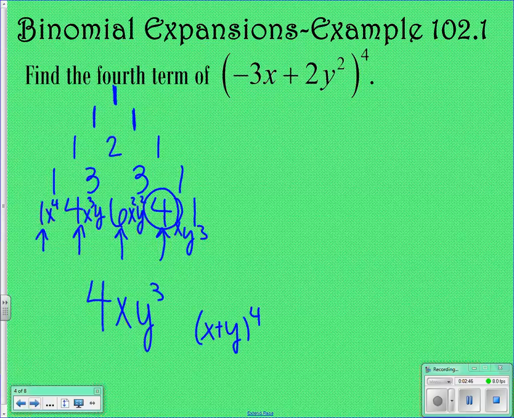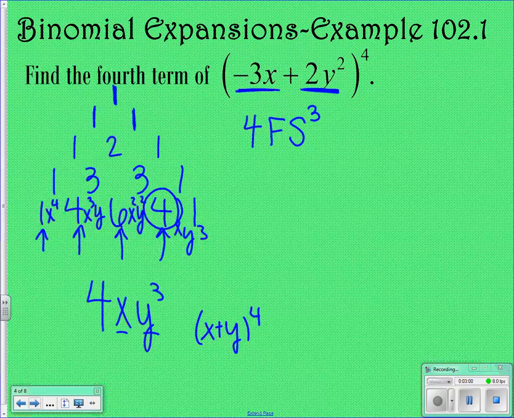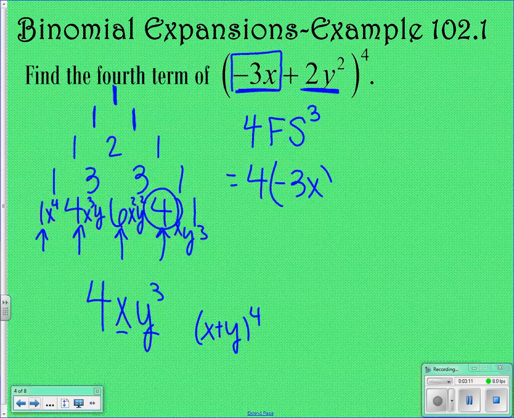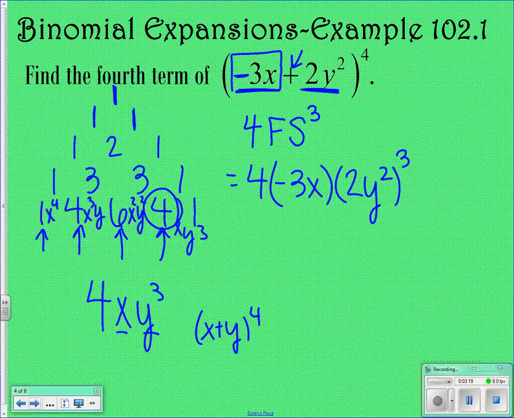However, we have negative 3x and 2y squared. So what we do, we have our first term, and then we have our second term, and it gets cubed because we have x and then y cubed. First is just to the 1st power, and then the second term is to the 3rd power. So our first term is this whole thing, negative 3x, and you do need to include the negative with it. So if there was a negative sign here, we would include it with the 2y squared. But since it's a positive, you don't really have to write it. And we have to cube it because our second term is to the 3rd power.